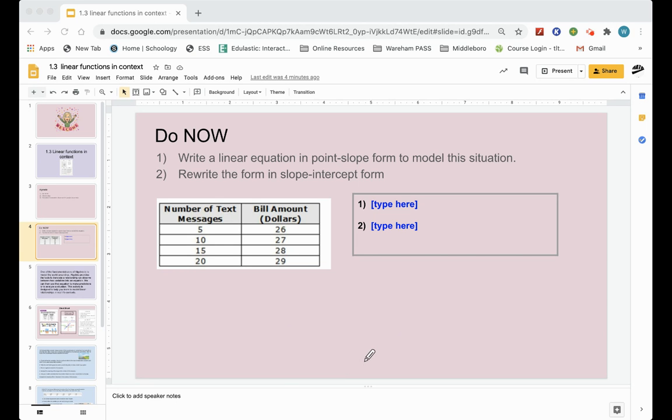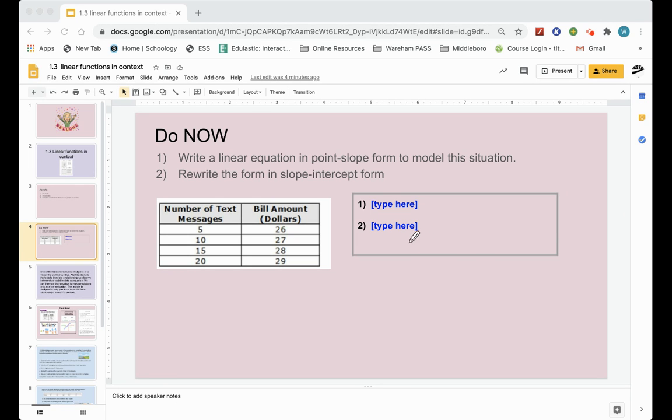So the first thing I want to do is write it in point slope form. And so all you need is a point. And we can take either of these points. And now we have our slope. So Y minus the Y I know is $26 equals the slope, which is 20 cents, parentheses X minus the X I know, which is 5 messages.